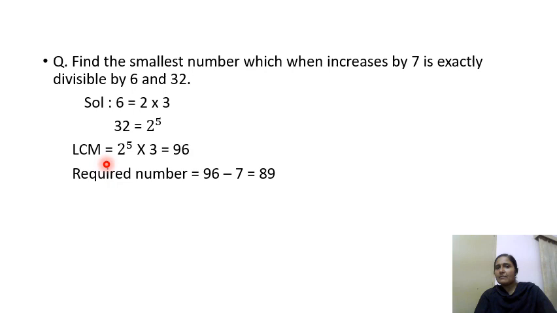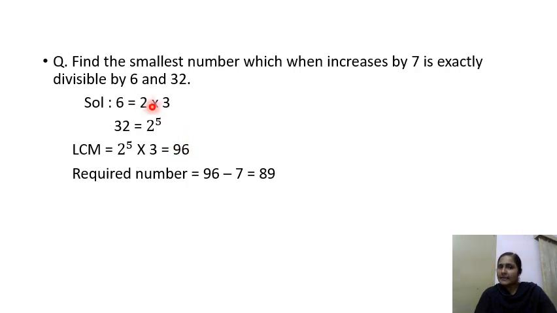And we know LCM is equal to the product of the greatest power of each prime factor. So 2 raised to 5 into 3. So LCM is equal to 96. But our question is not to find the smallest number which is divisible by 6 and 32. Our question is to find the smallest number which when increased by 7 should be divisible by 6 and 32. Our number is 96.